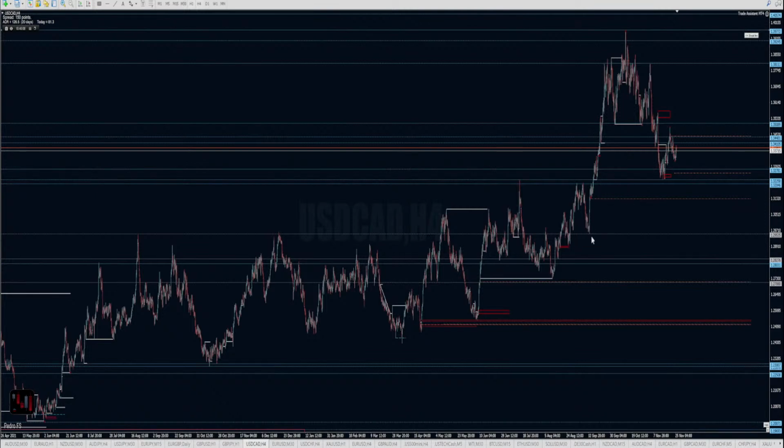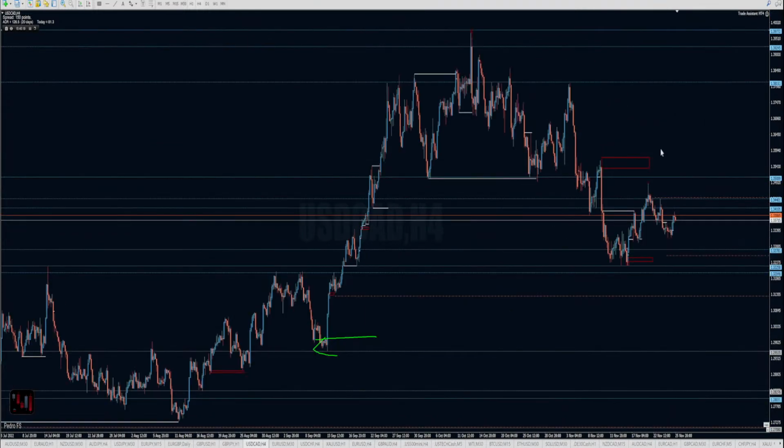Yeah, maybe this one can be interesting as well. That kind of created all this move up. Yeah, let's see. I'm still looking a little bit higher.